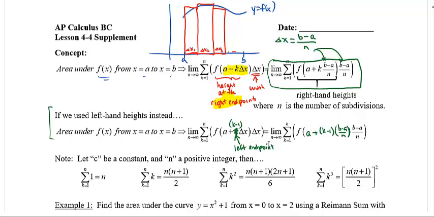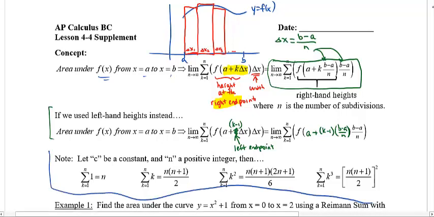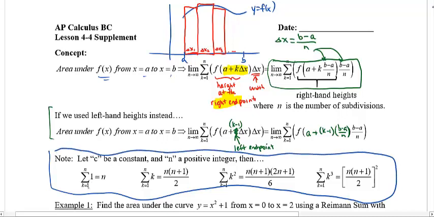But in order for us to do that, you're going to need a few formulas here, and that's why I wrote these here for you. A few summation formulas. The sum of k equals 1 to n of 1. So this is really saying 1 plus 1 plus 1 plus 1, n times. Well, that's, of course, just equal to n.